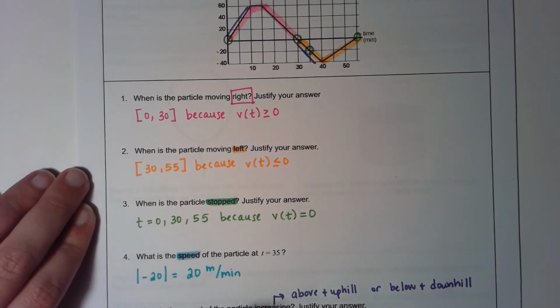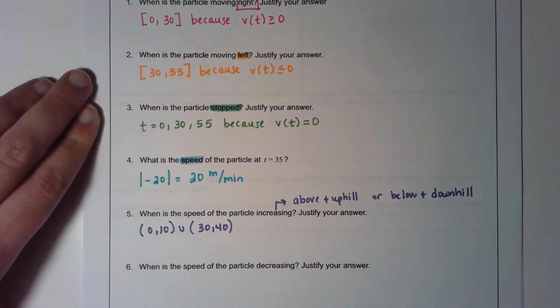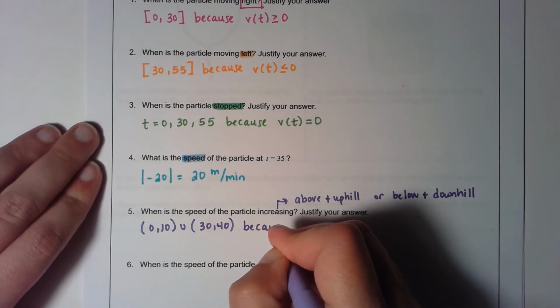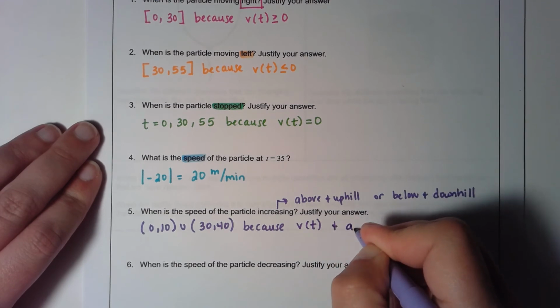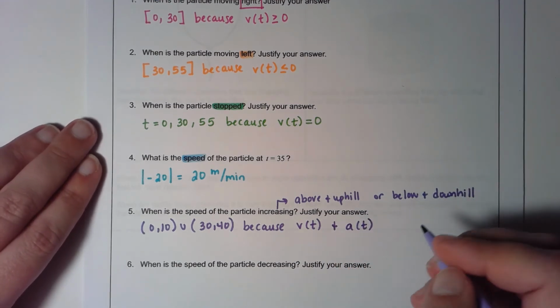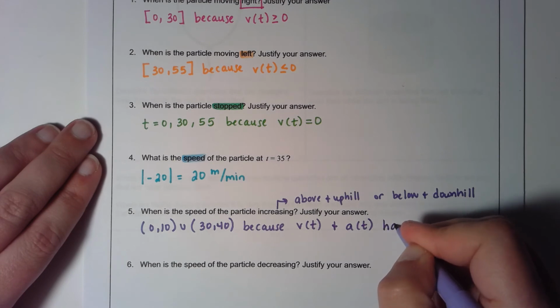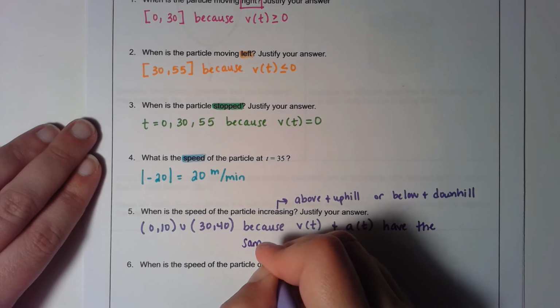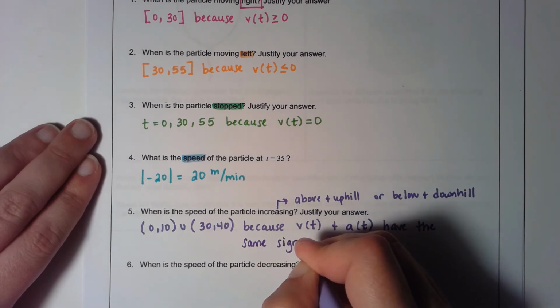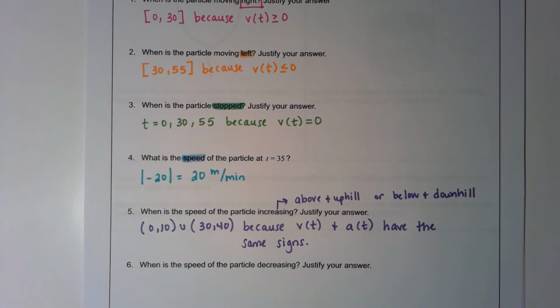So I'm going to say that the speed is increasing from 0 to 10 and also from 30 to 40 because v of t and a of t, velocity and acceleration, have the same signs.